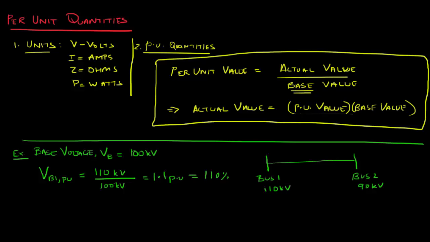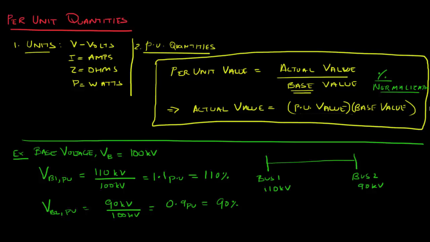Remember how I mentioned percentage here or normalization? So these are the two other things that can relate to per unit value, and that you'll see being used as well. Voltage on my bus 2 in terms of per unit is 90 kV over 100 kV, which is equal to 0.9 per unit or 90%.